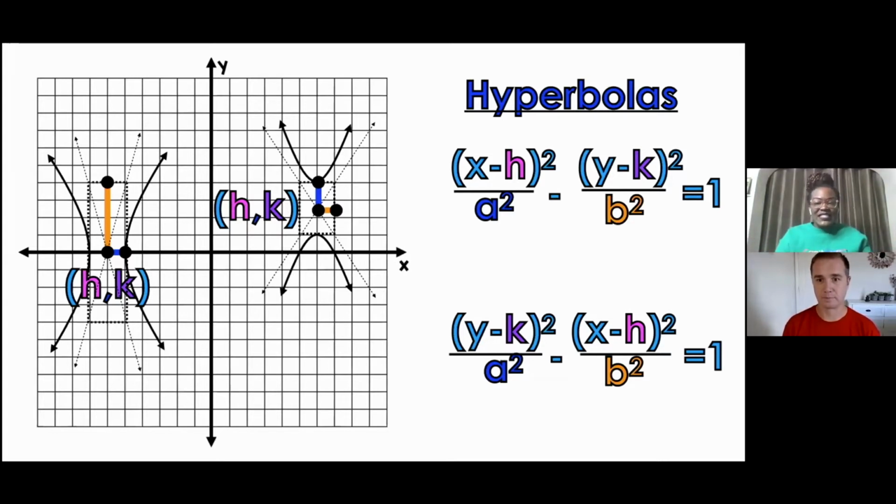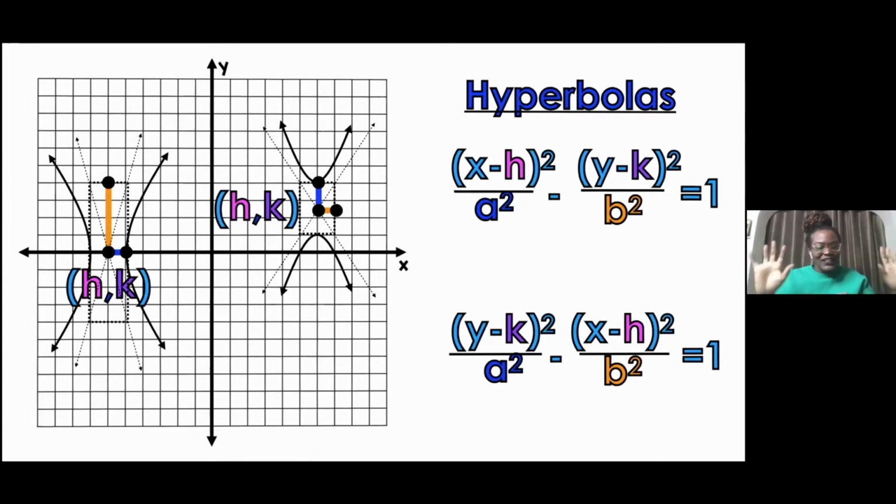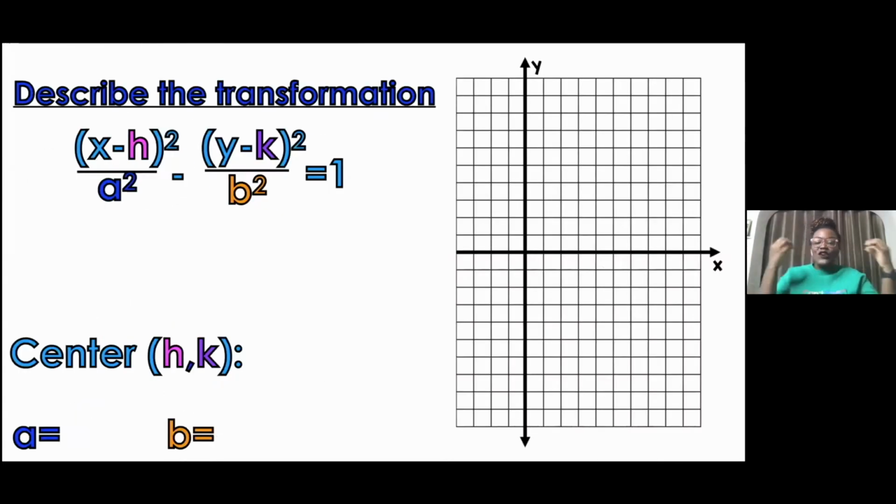We're going to notice that under which variable the a value is depends on how the hyperbola opens. If it is under the x value, then it's going to go left and right. If it is under the y value, it's going to open up and down. So knowing all that information, and also knowing how transformations work with an h value and a k value, I'm about to put Curtis on the spot here.